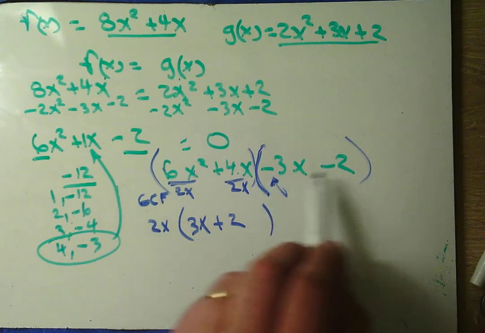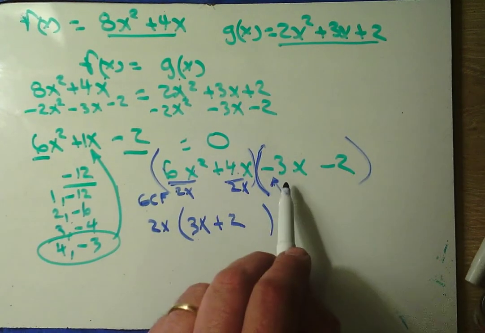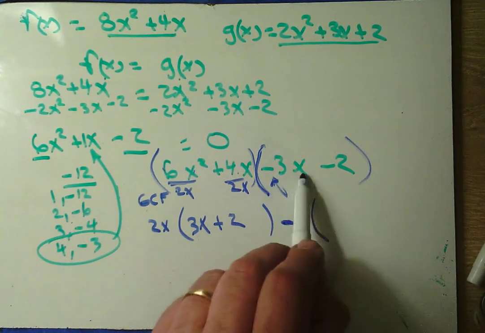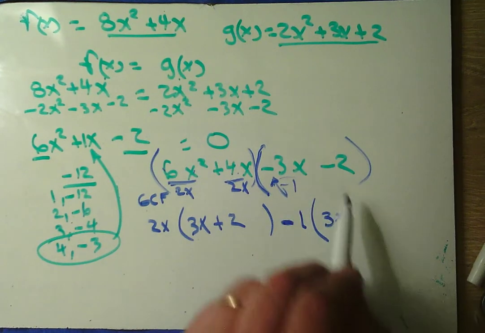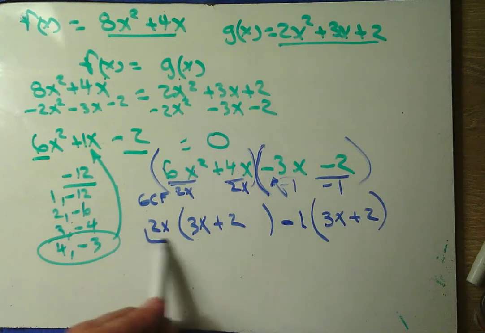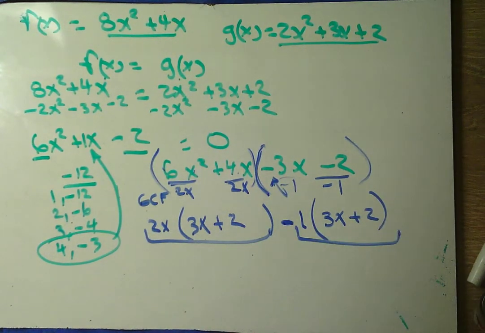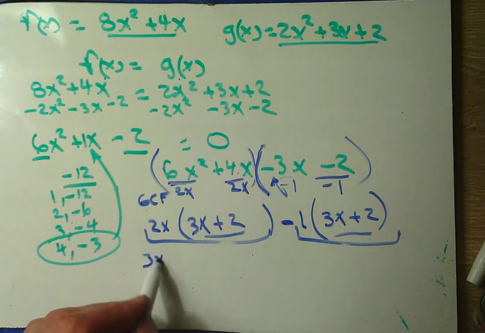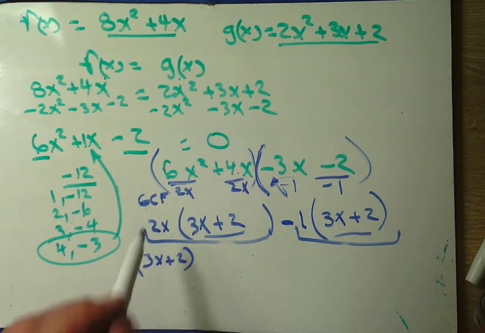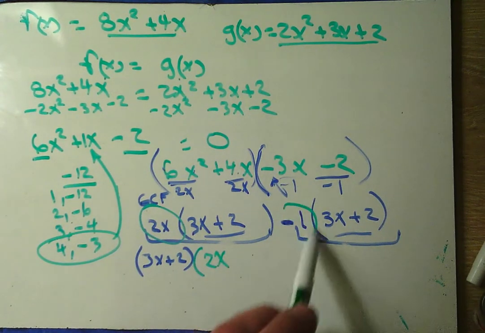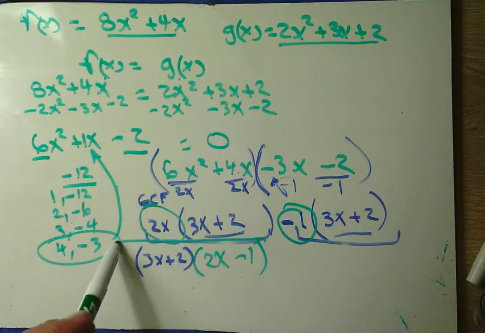Okay, now I need to factor something out from here. And what I'm going to factor out is a negative 1. Negative 3x divided by negative 1 is 3x, and negative 2 divided by negative 1 is plus 2. Notice how we have 2 terms here, and they both have a common 3x plus 2. Well, let's GCF out this common factor, 3x plus 2. What's left over? Well, I have this left over, and I have this left over. So there's my factored form.